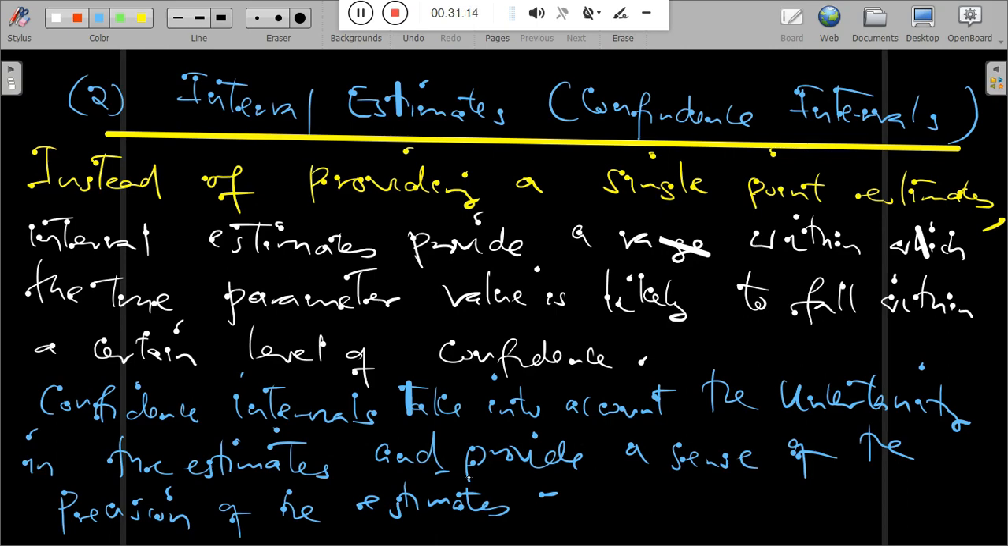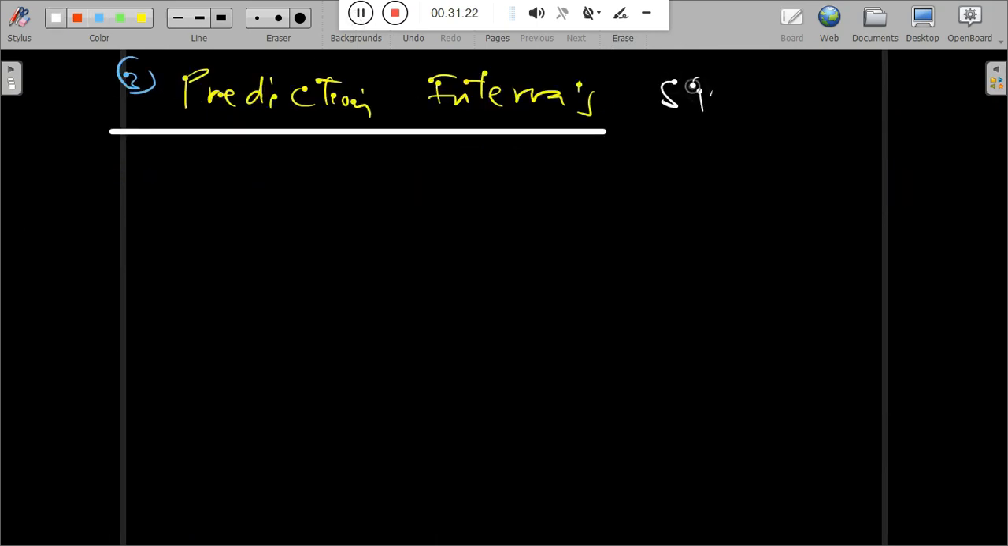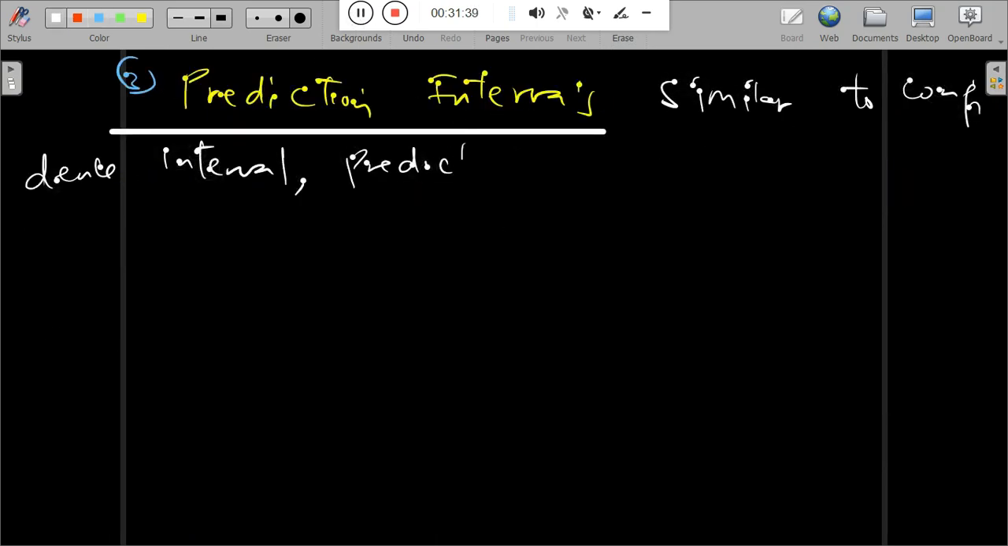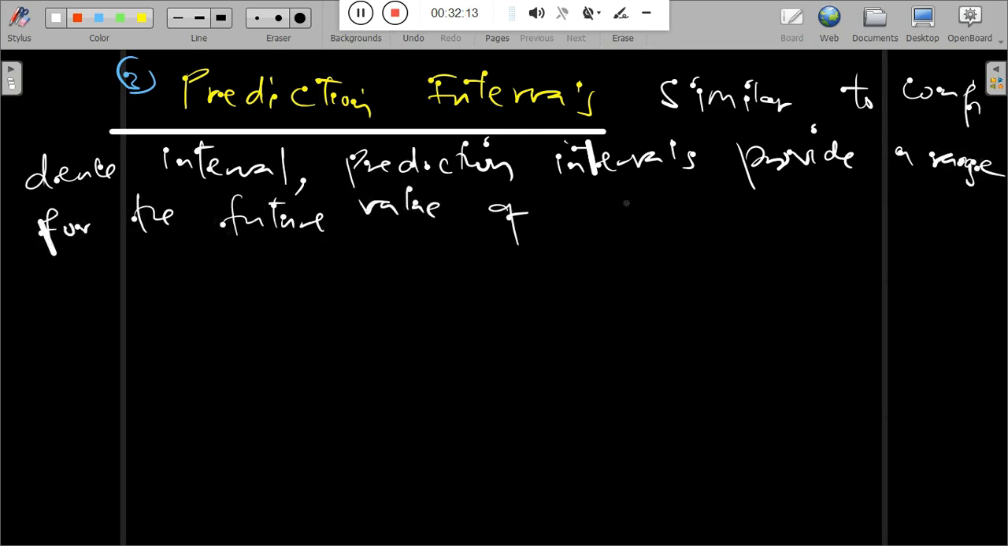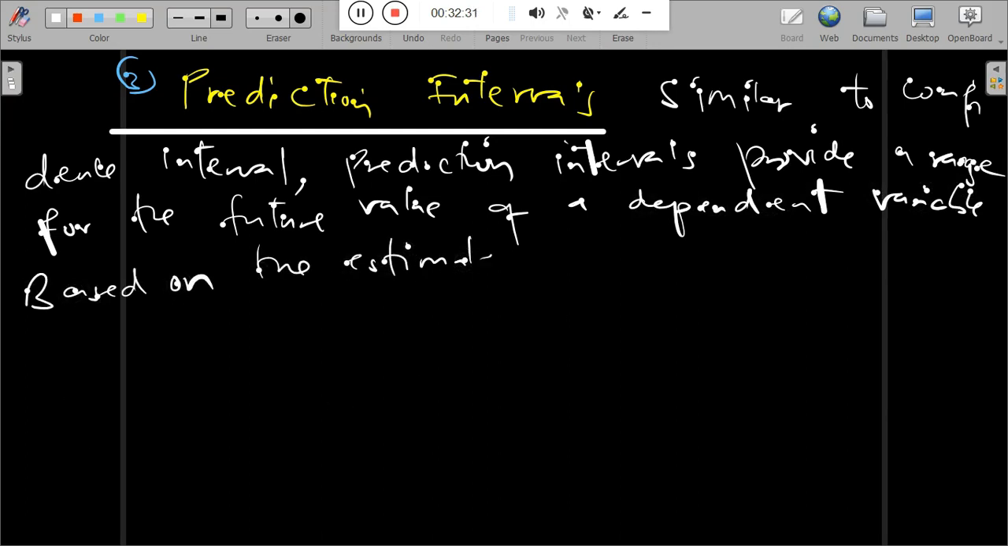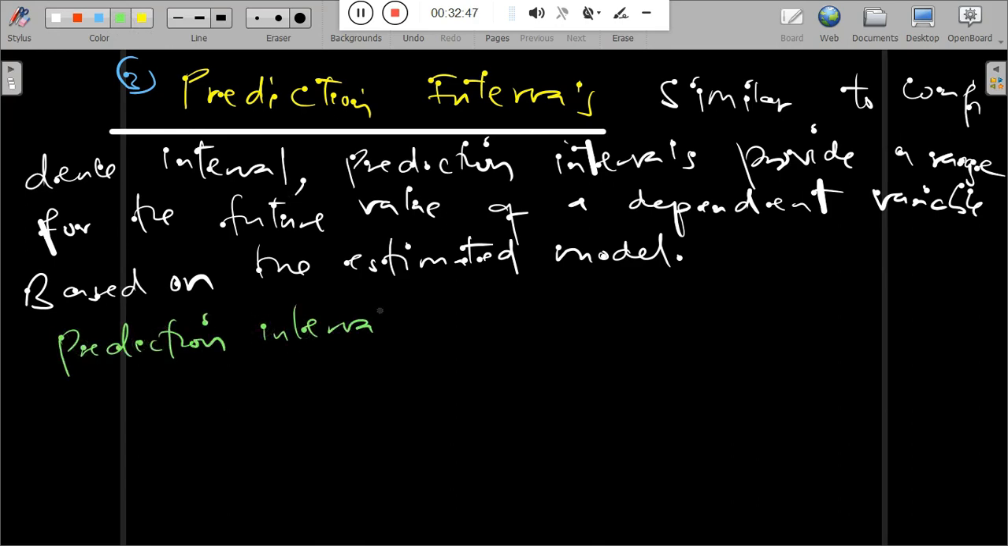Also, another type of estimate includes prediction intervals. Similar to confidence intervals, prediction intervals provide a range for the future value of the dependent variable based on the estimated model. So prediction intervals account for both the uncertainty in the estimate and the variability of the data.